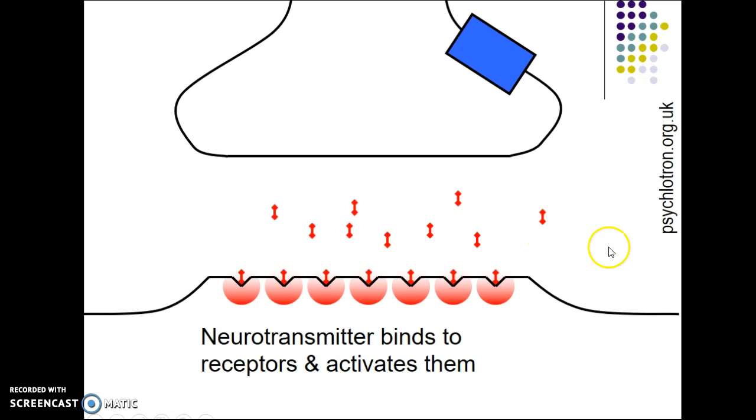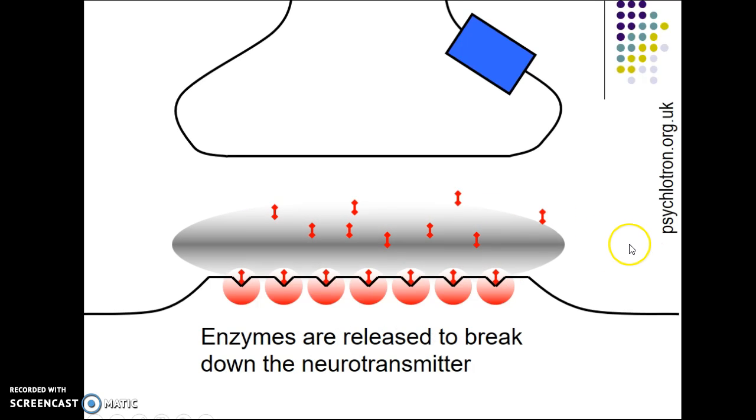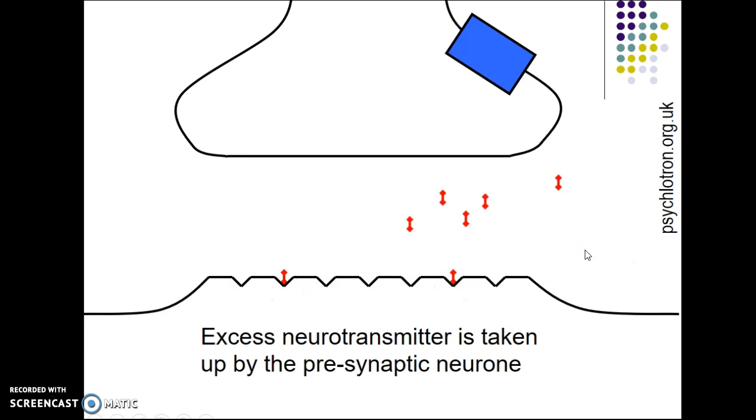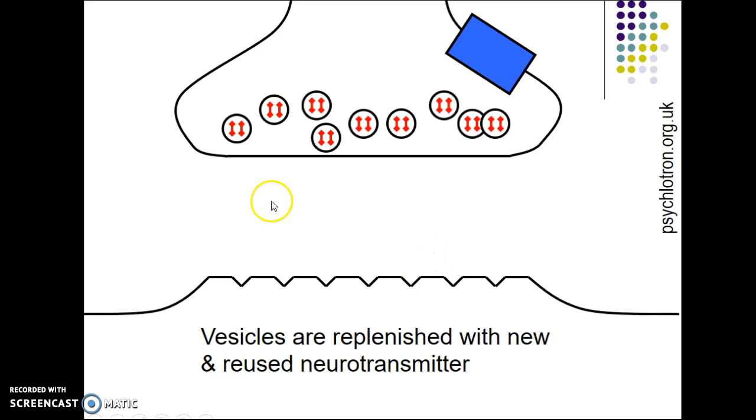Two things happen to those. The first is that enzymes are released to break down some of those neurotransmitters. And any that are left are recycled and are replenished with new and used neurotransmitter.